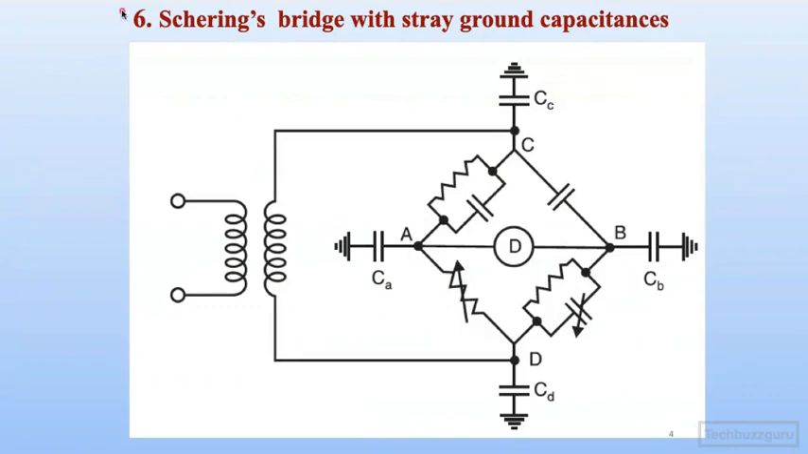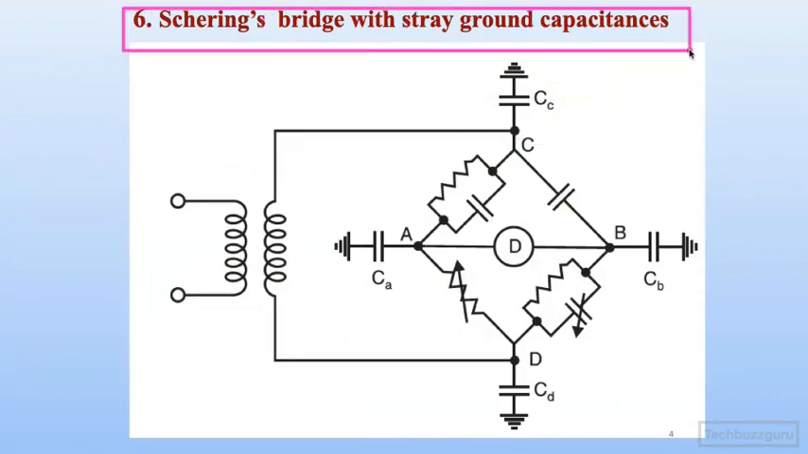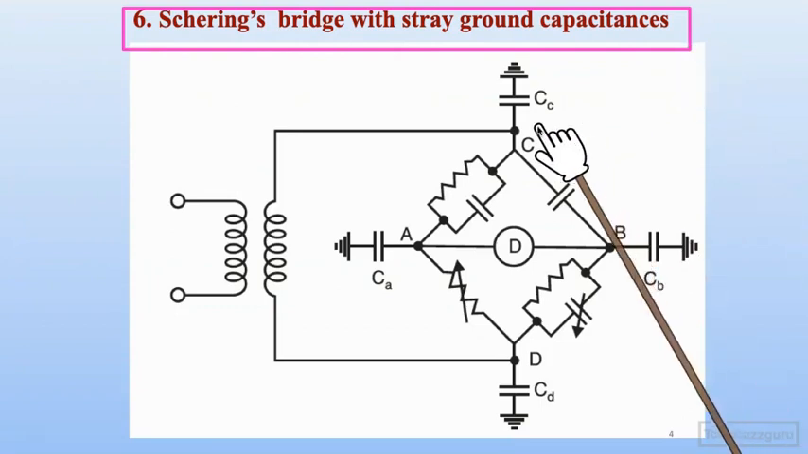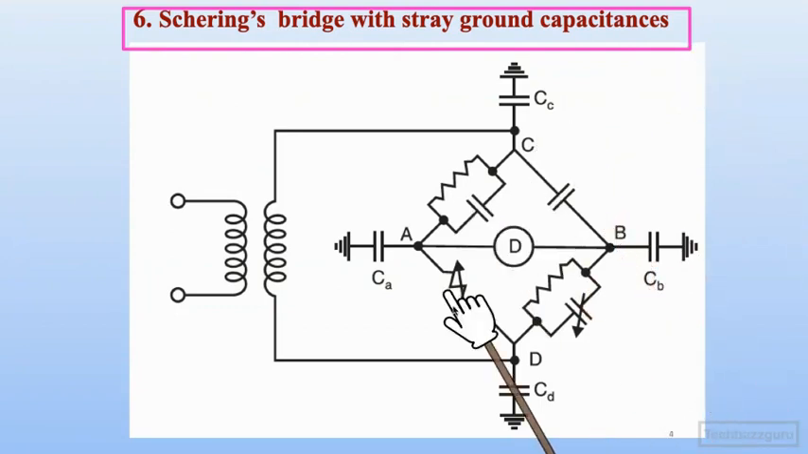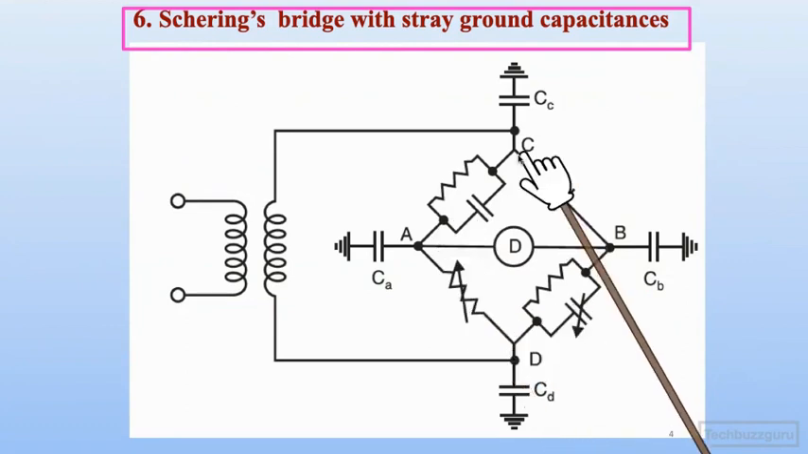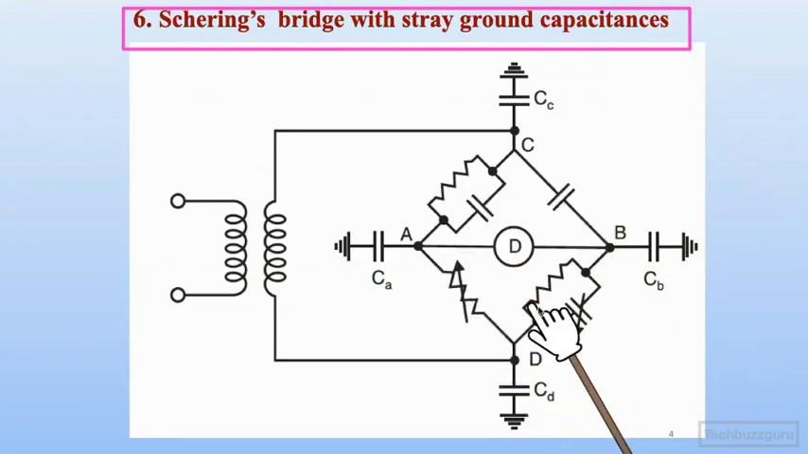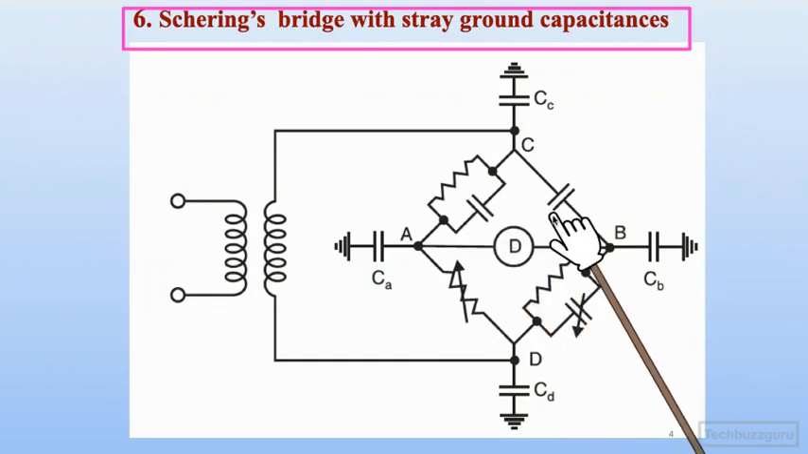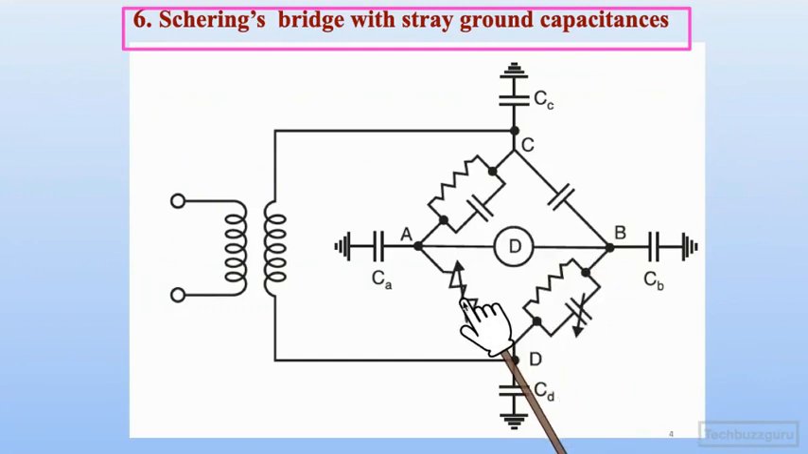We first come to the Schering bridge with stray ground capacitances. So kindly focus your attention here, down at the bottom. This is a usual bridge consisting of some variable arms and some unknown and known arms: unknown capacitance and then standard capacitance. Variable R3, and this is R4, and then this is C3 and R3. This is a Schering bridge.